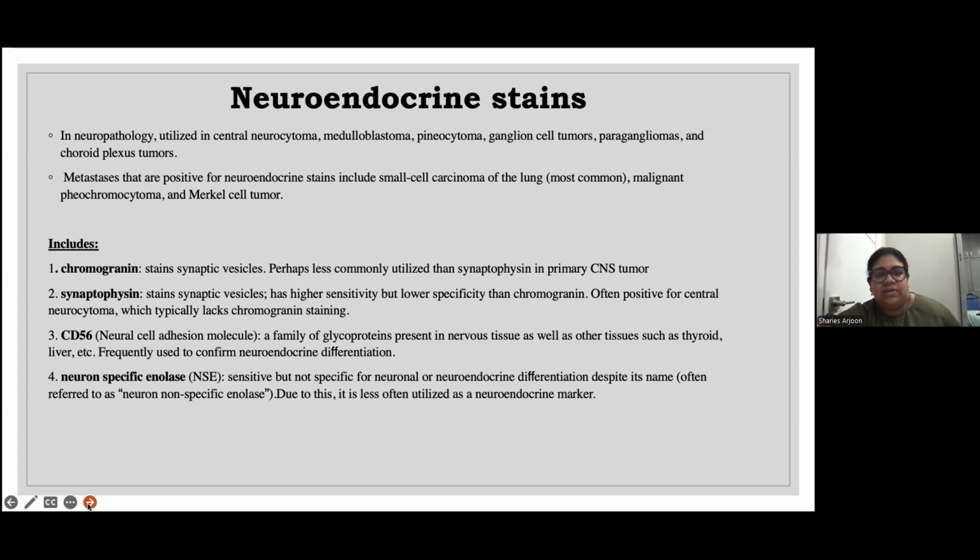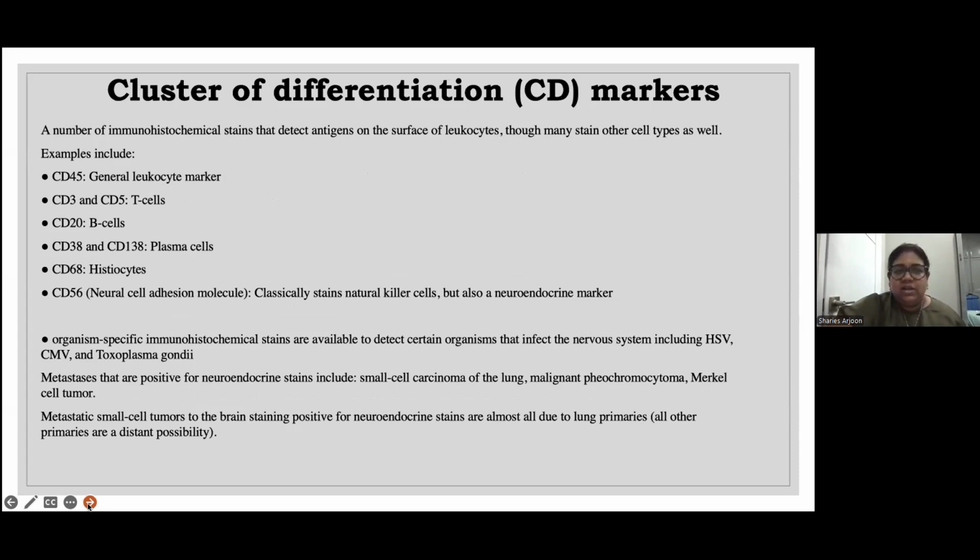Synaptophysin stains synaptic vesicles, and it has a higher sensitivity but a lower specificity than chromogranin, and it is often positive for central neurocytomas, which typically lack chromogranin staining. There's also the CD56 neural cell adhesion molecule and the neuron-specific enolase. There's the cluster of differentiation, or CD markers. Metastases that are positive for neuroendocrine stains include small cell carcinomas of the lung, malignant pheochromocytomas, Merkel cell tumors, as I mentioned in a previous slide, and metastatic small cell tumors of the brain. Staining positive for neuroendocrine stains are almost all due to lung primaries.